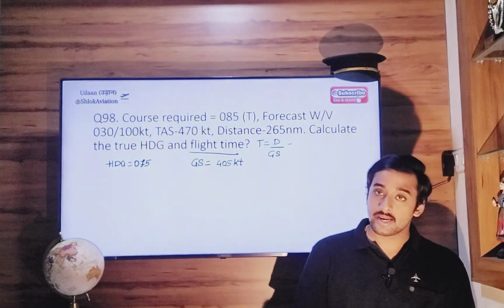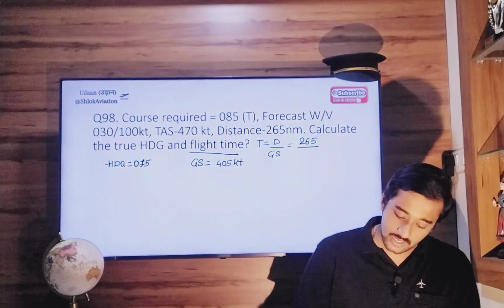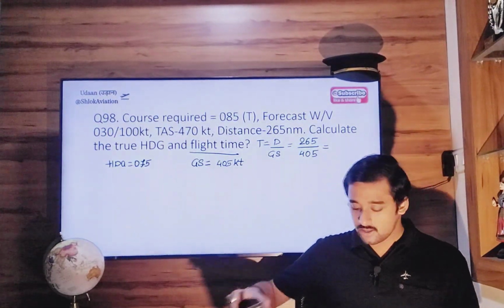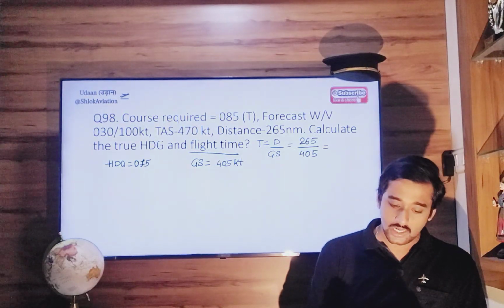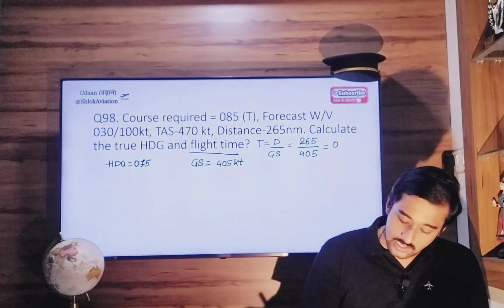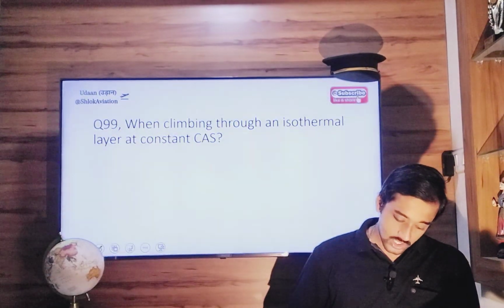Now, flight time will be distance divided by speed. So 265 nautical miles divided by ground speed 405 is 39 minutes. 0 hours 39 minutes.